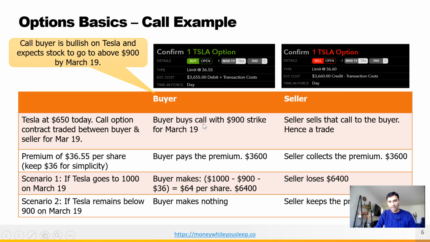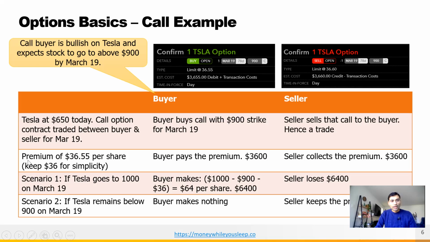So the buyer buys a call with a 900 strike for March 19th. He is very bullish about Tesla. So he has bought a call. Hence, the seller has sold that call to the buyer, and there is a trade which is happening between these two. Now they are in a contract.